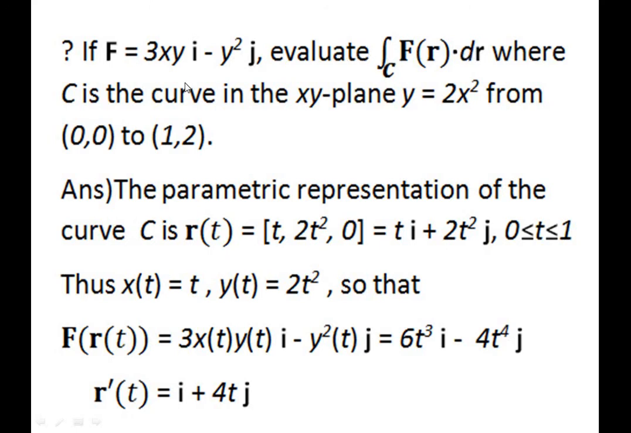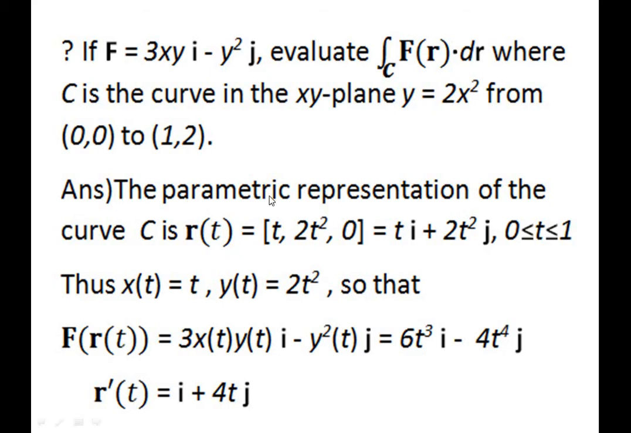Here the vector function F = 3xy i cap minus y^2 j cap, and the smooth curve is in the xy plane, y = 2x^2 from (0,0) to (1,2). Here y = 2x^2 is a parabola, and we only need the part from (0,0) to (1,2). Here we are going to do this by two methods. First one is the parametric representation, and another one is the usual method.